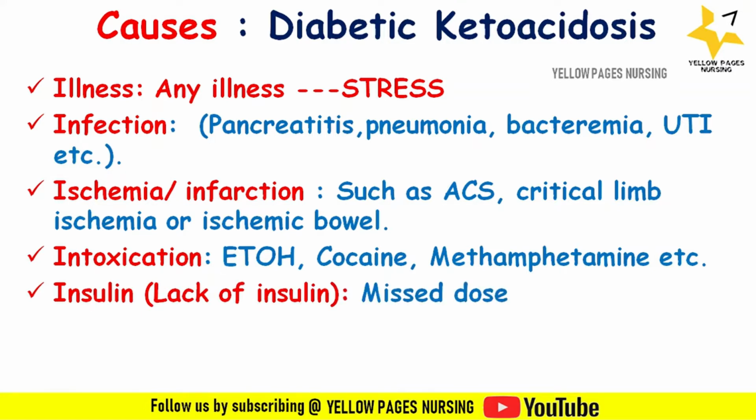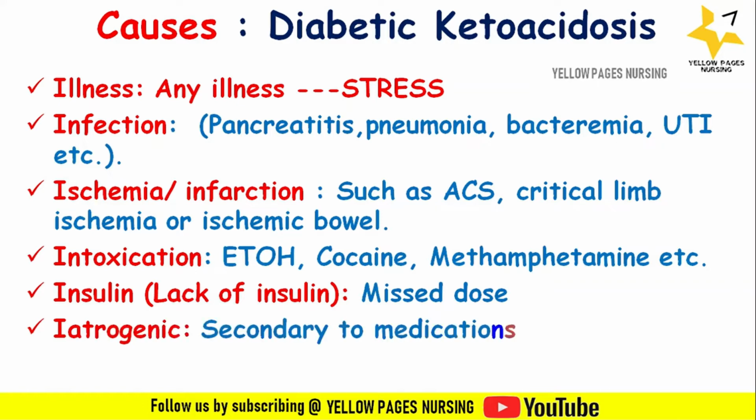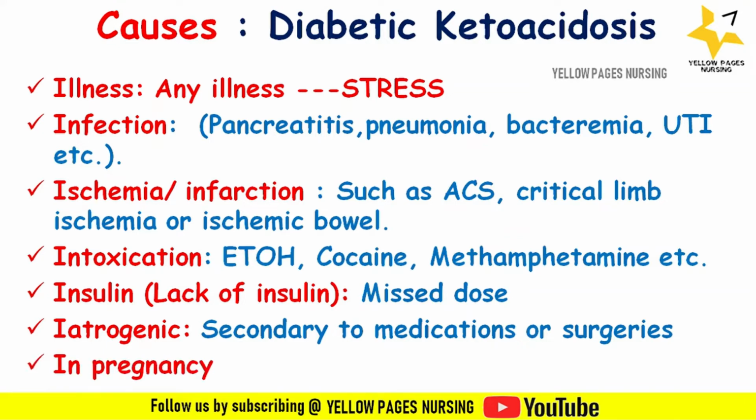Next cause is iatrogenic, which may be secondary to some medications like antipsychotic drugs and corticosteroids, and also due to surgeries. Next cause is pregnancy. As pregnancy progresses, the mother may require more insulin, which could also trigger diabetic ketoacidosis.